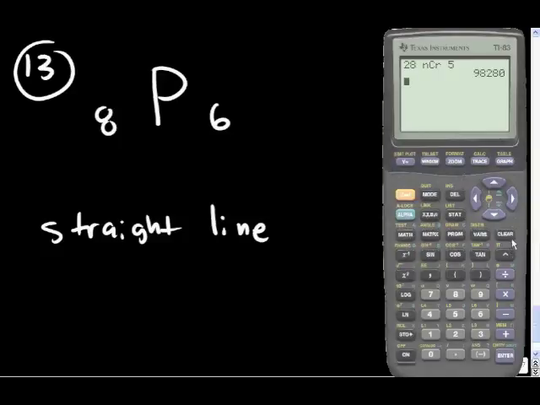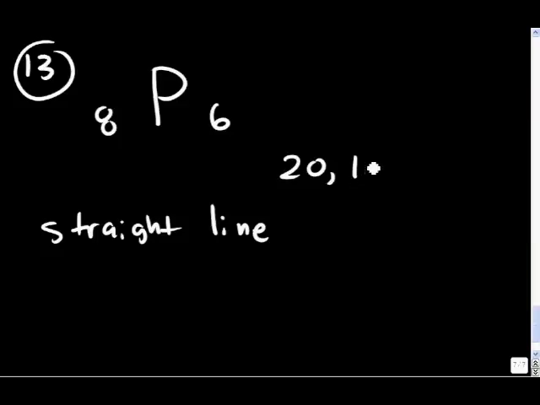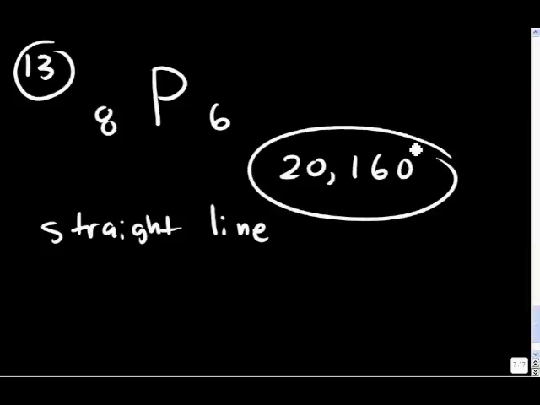Using our calculator, 8, probability, permutation, 6, we find 20,160. There's 20,160 arrangements of 6 people where you care about the order, and they were taken from a pool of 8 people.